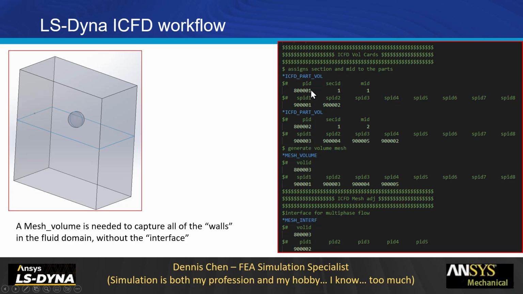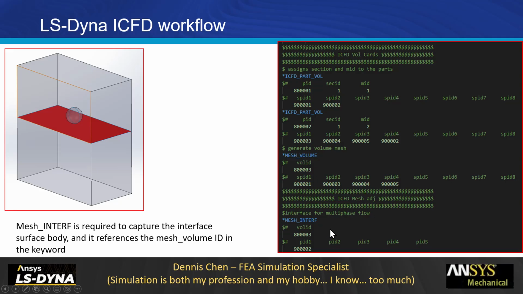In this case, we have to have two different part volume cards, because we're going to have two different materials assigned to those. On top of that, we have to define an interface. This red surface in the center is defined by the mesh interface keyword here. This keyword is what calls the mesh volume and tells the mesh volume that the middle surface in red is going to be the interface. This is the basic requirement.